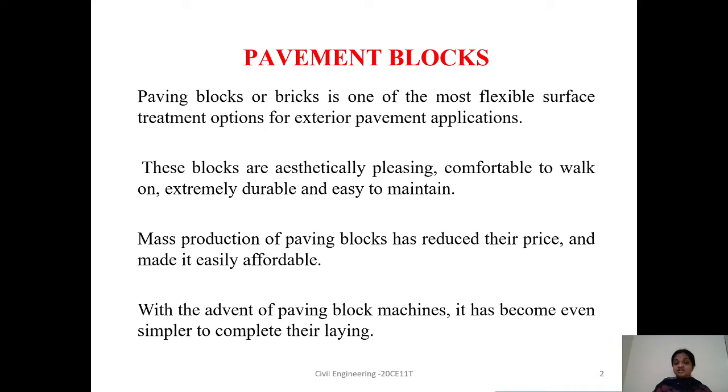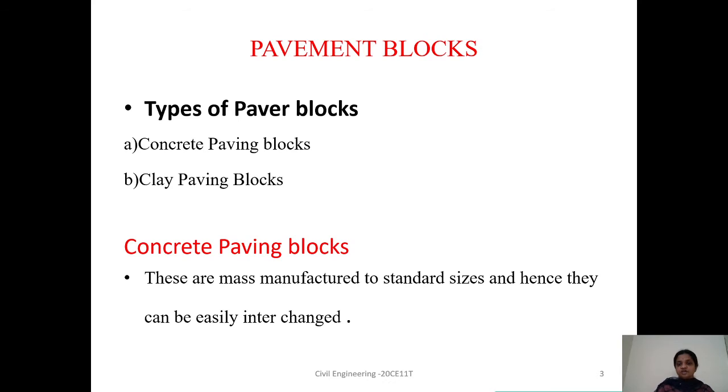These blocks are extremely durable, easy to maintain, they are aesthetically pleasing and comfortable to walk on. With the advent of paving block machines, it has become simpler in manufacture. Mass production of paving blocks has reduced their price. It has made it easily affordable. Coming to types of paver blocks. Basically, there are two types of paver blocks. One is concrete paving block, the other is clay paving block.